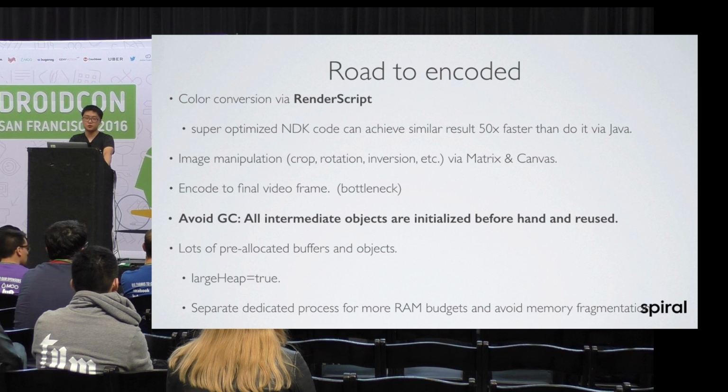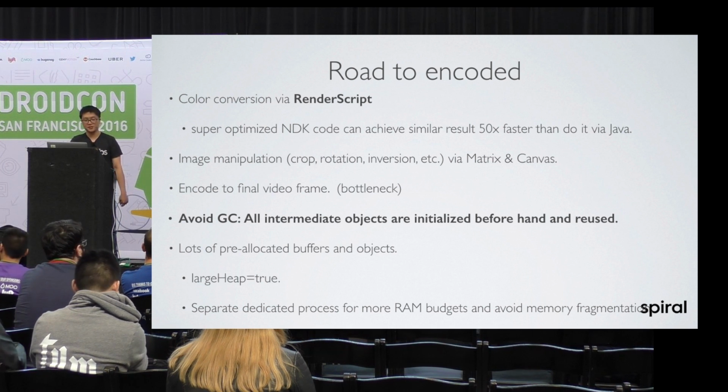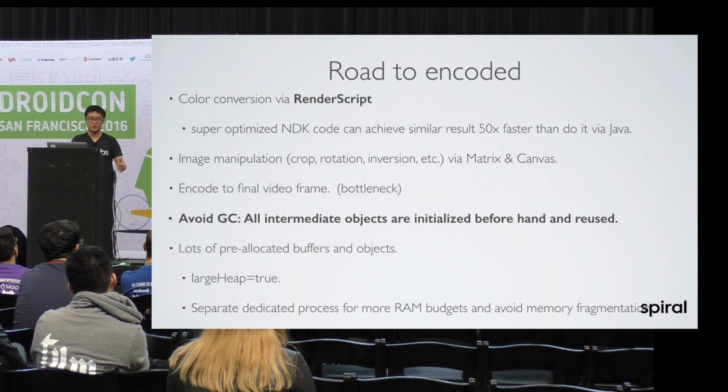Two tricks that you can also do here to help you generate some buffers. One is you can set largeHeap equals true. Don't do it for most of the apps. The other developers will yell at you because your app will be forced out of the background process a lot more frequently than normal. And you can also use a separate process, for more RAM budget.